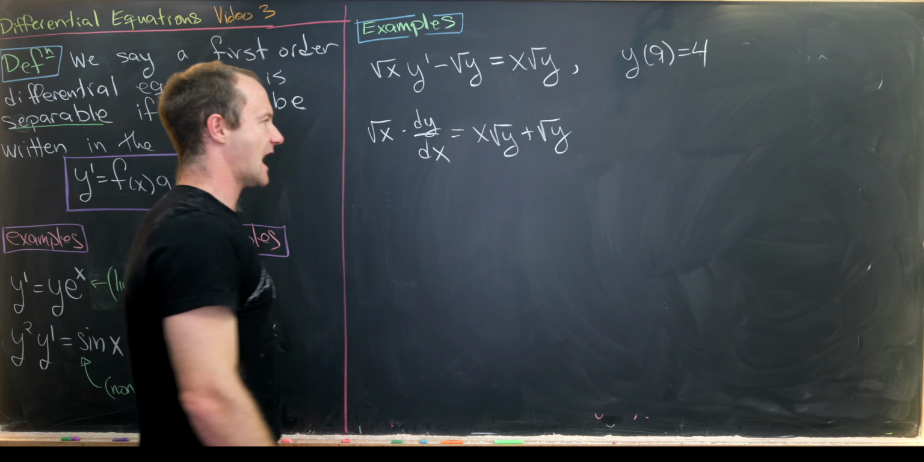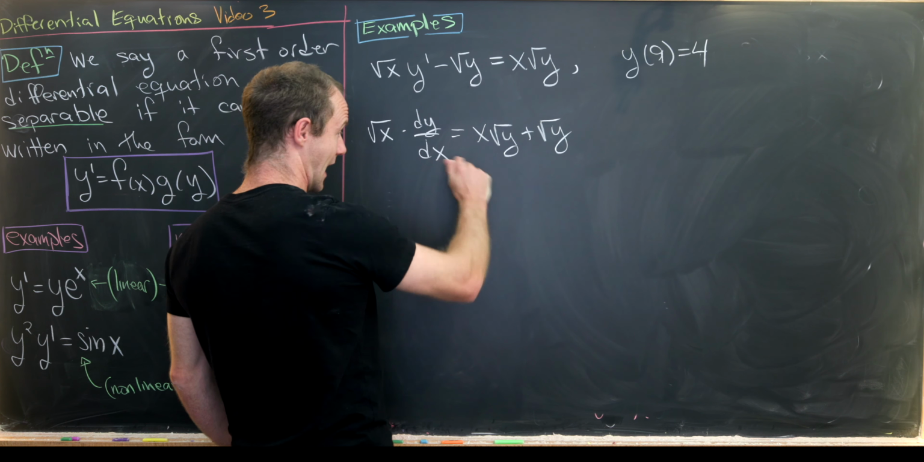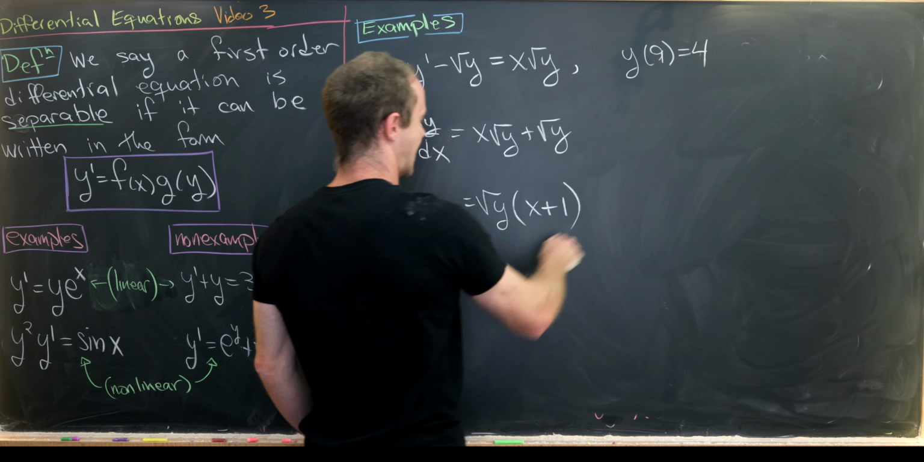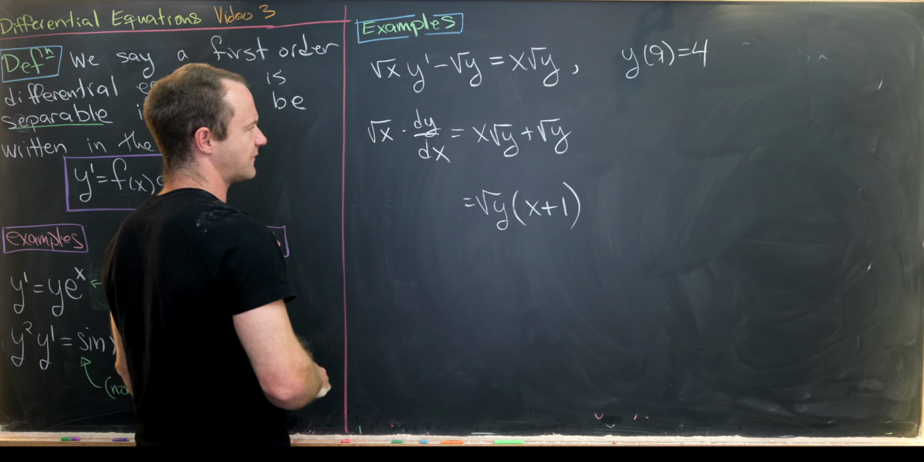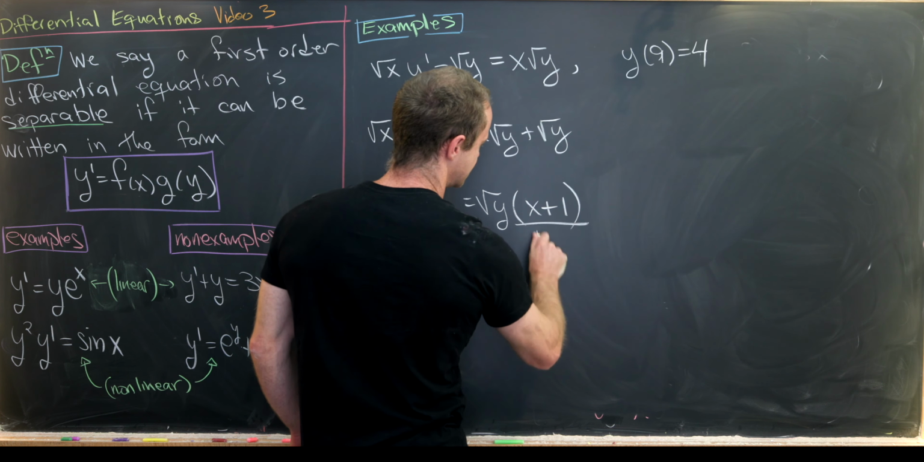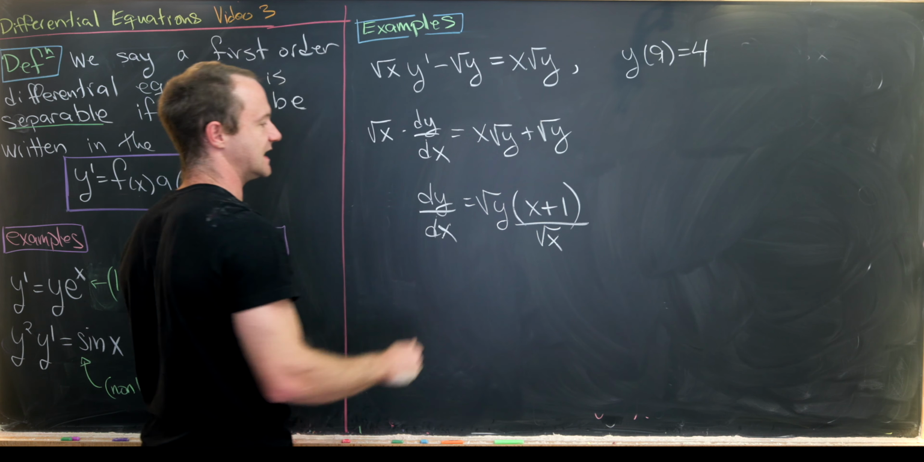So now looking at that, we're motivated to maybe pull the square root of y out of this sum. That'll give us the square root of y times (x plus 1). And then furthermore, we're motivated to divide by this square root of x, so let's do that. We have divided by the square root of x, and that gives us our dy by dx.